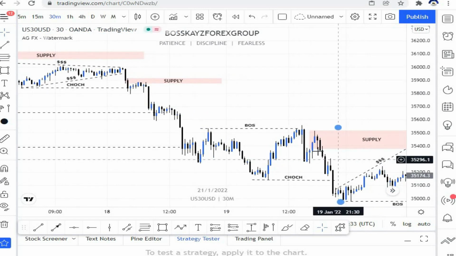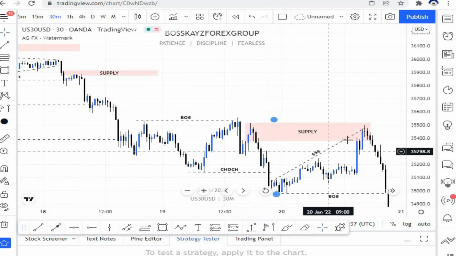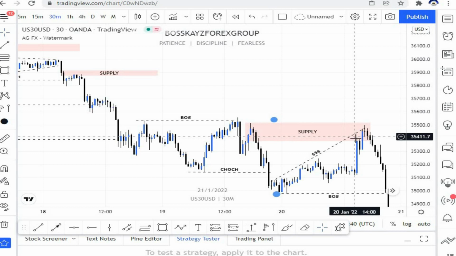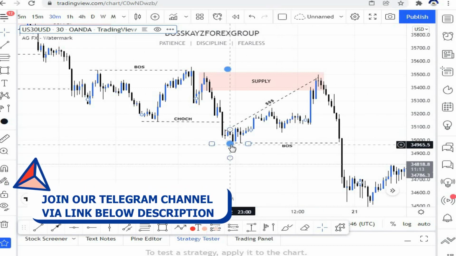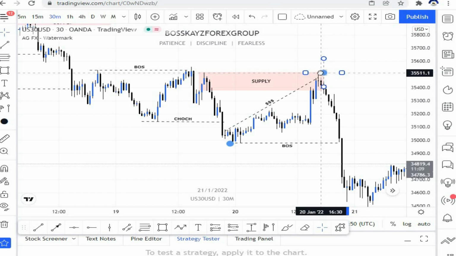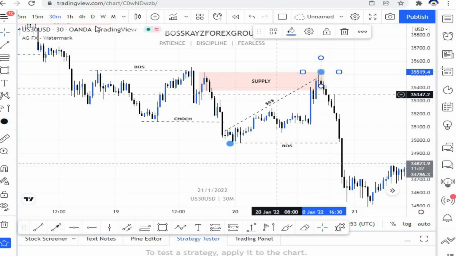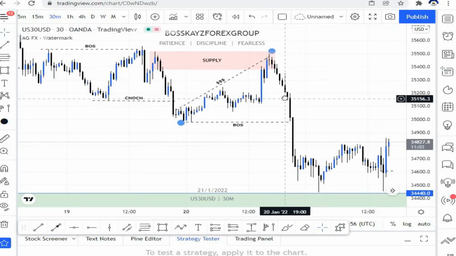And this OB right there was never tested. That's why the price came back, as you can see, coming back to that supply zone, testing that OB, shifted the market going down, as you can see. That's why we wrote this break of structure right there. And this was the lower high in major time frame, guys, like H1 and H4, right? And then the price continued going down.